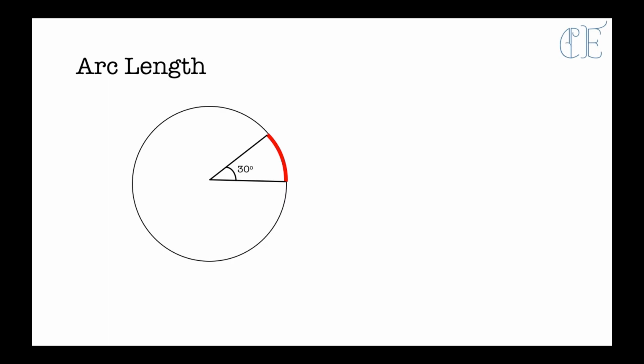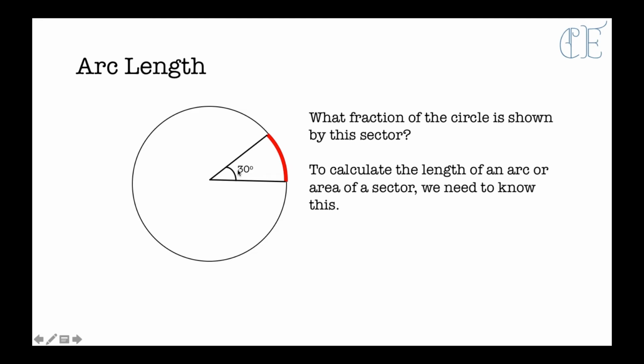So first of all, arc length. Normally when we work out the length of the entire circle, that's the circumference. So instead we want to work out the length of this section or any other arc that they give us in the exam. First of all, we need to know what fraction of the circle is being shown by this sector. Well, we know that the fraction is 30 out of a total of 360. To calculate the length of an arc or area of a sector, we need to know the fraction every time.